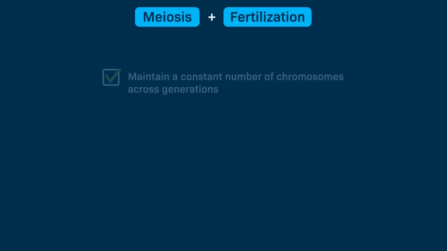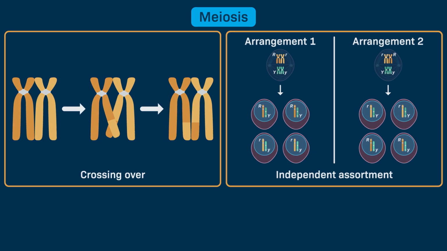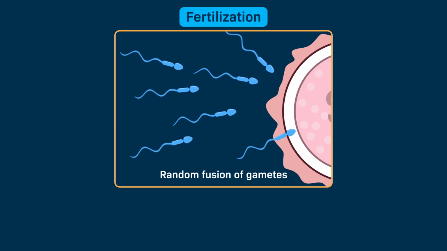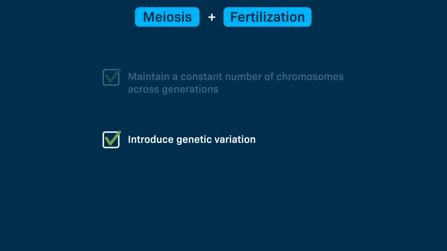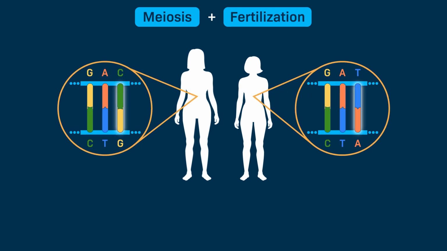Meiosis and fertilization are also important because they both help to introduce genetic variation. Meiosis introduces genetic variation through crossing over and independent assortment, while fertilization does so through the random fusion of two gametes. The genetic variation that these two processes introduce results in each individual having a unique genetic makeup.